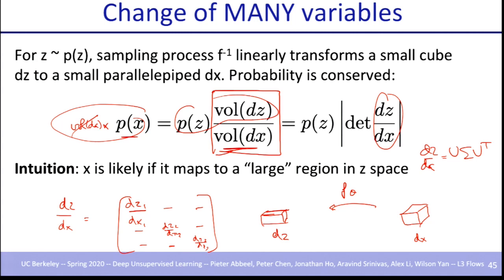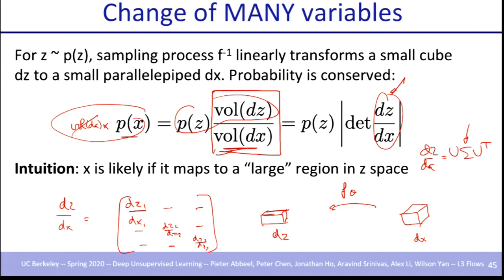So really, all I need is the product of diagonal entries here. What we really should put here is the product of diagonal entries of the sigma matrix in the SVD of this Jacobian. Yeah, that's one thing you could put there. But that happens to also be equal to the determinant of this thing.